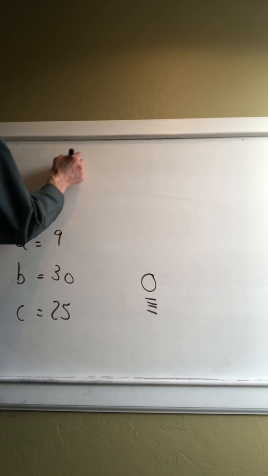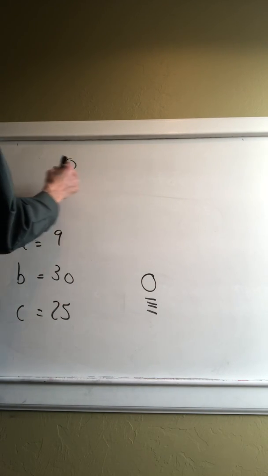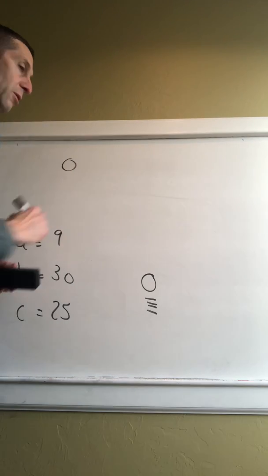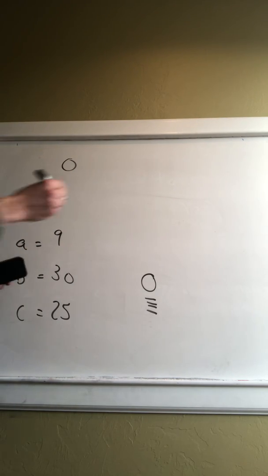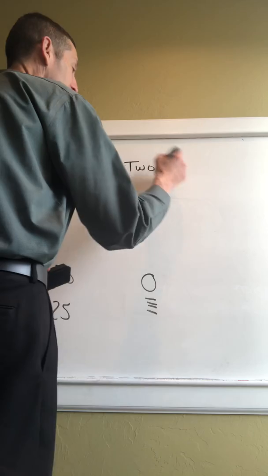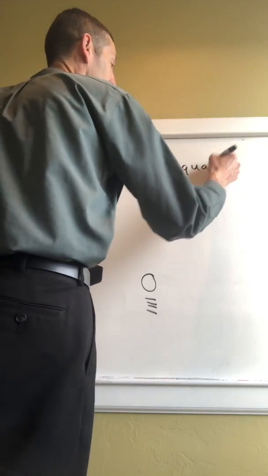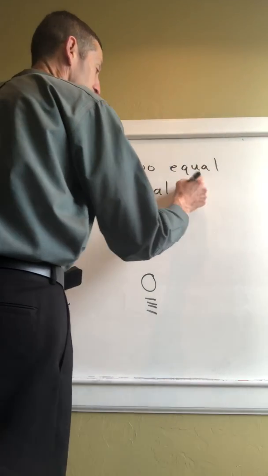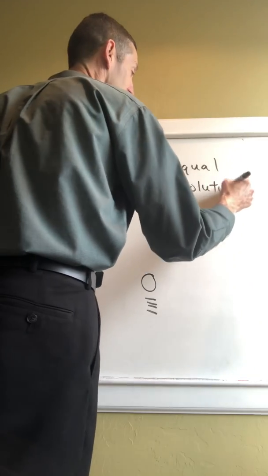Then we got to say, what does that mean? So my first answer is 0. And what does that mean? Well, if it's equal to 0, that means you're going to have two answers that are equal. So two equal real solutions.